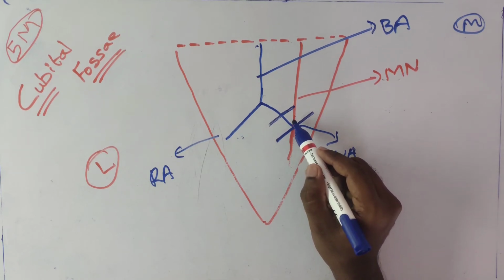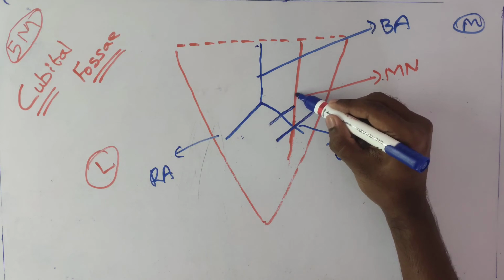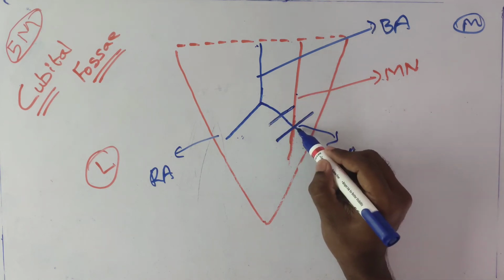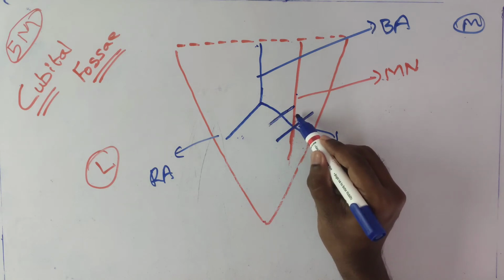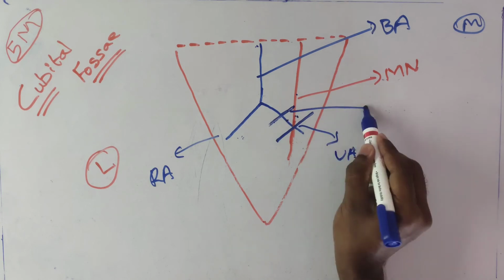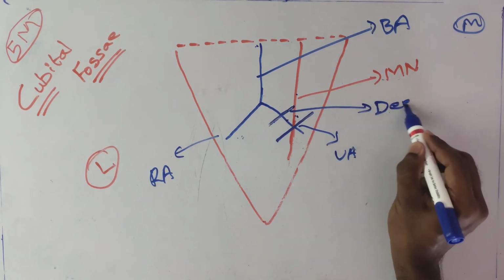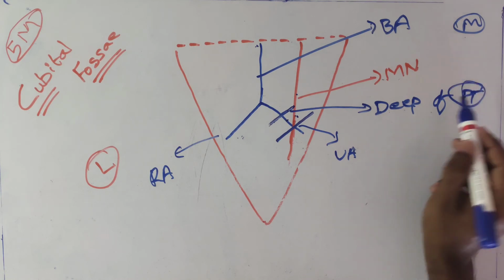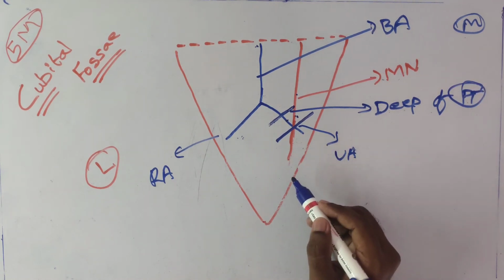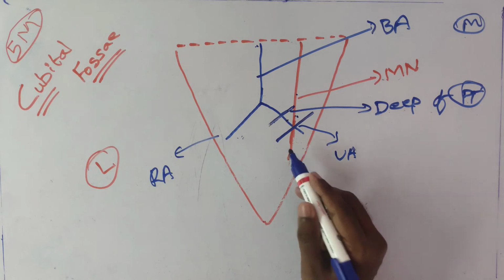Next, the ulnar artery is separated from the median nerve by the deep head. This is the median nerve. The ulnar artery does not connect with the median nerve because these two are separated by the deep head. This is the deep head of pronator teres. So this deep head of pronator teres separates the ulnar artery from the median nerve. This is the point that belongs to the ulnar artery.